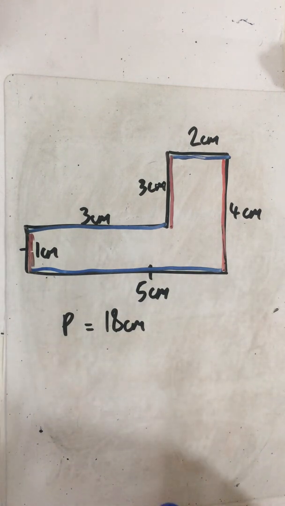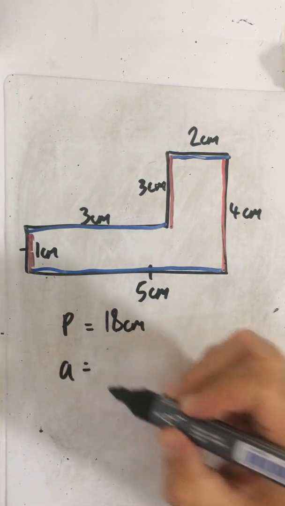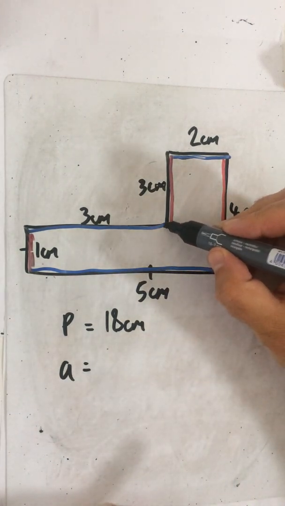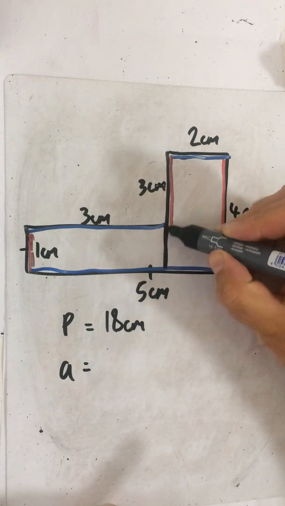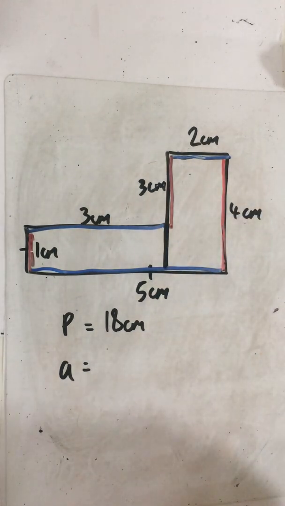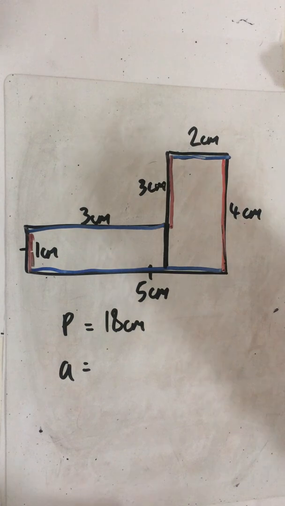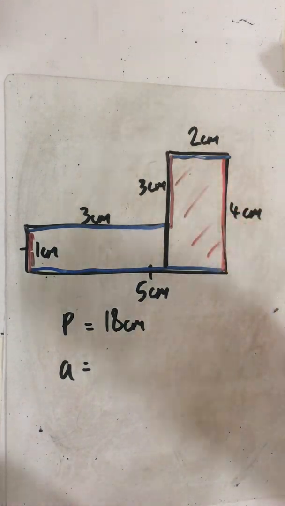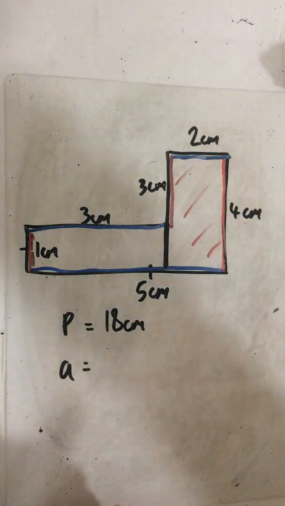And I'm going to do the same then when I have to find the area. Now remember, I know how to find the area of a rectangle quite easily, so I'm just going to split this one down the middle here. So I've turned it into 2 rectangles. So I've got my, again, I've got my red one and I've got my blue one.